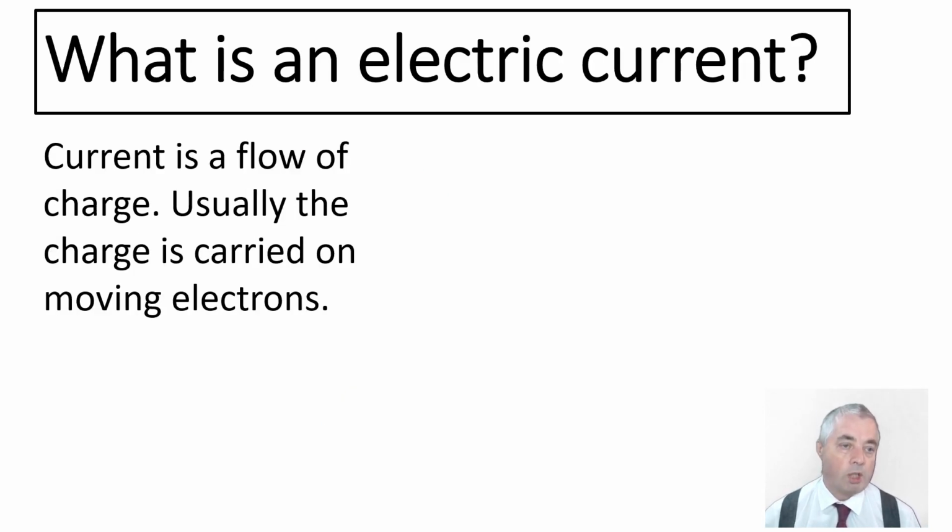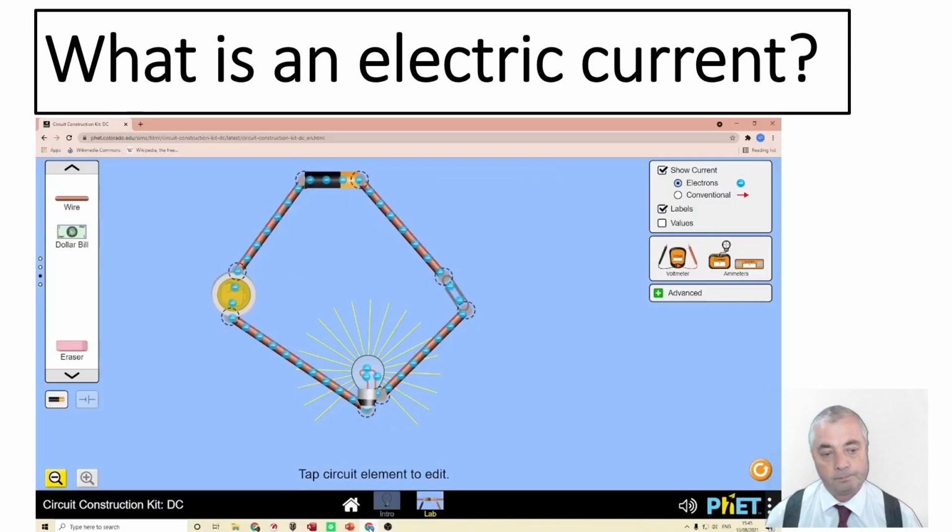You also should have learned when you were studying science before you started your GCSE what an electric current was. And basically a current is a flow of charge. If the charges that we've been talking about are moving, that is a current. And almost always, and in another video we'll see the exception, but almost always the current is charge that's moving because it's being carried on moving electrons.